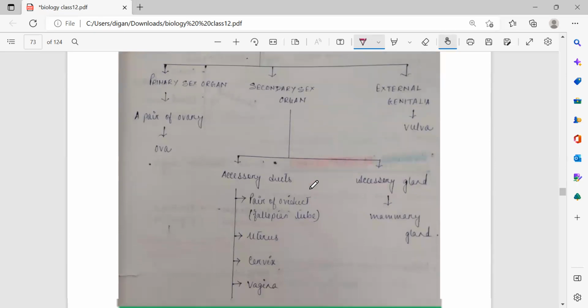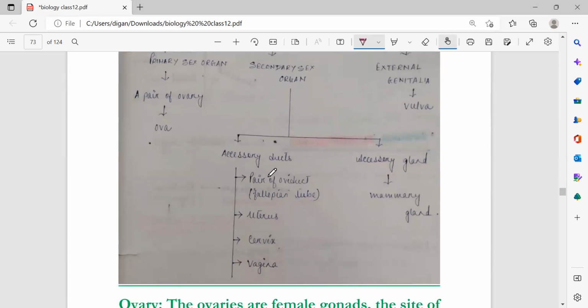Second, the secondary organs: accessory ducts and accessory gland. Accessory ducts are a pair of oviducts or fallopian tubes, uterus, cervix and vagina. The accessory gland is one only, that is the mammary gland. In the case of a male, there are three accessory glands, whereas in the case of a female, only one accessory gland is present. The third one is the external genitalia, that is the vulva.